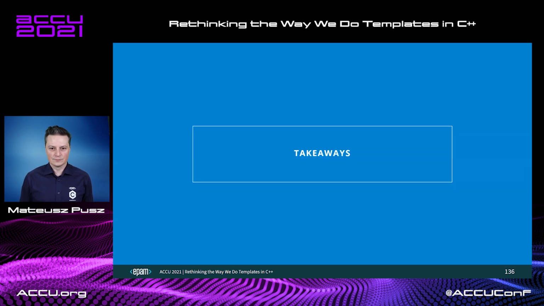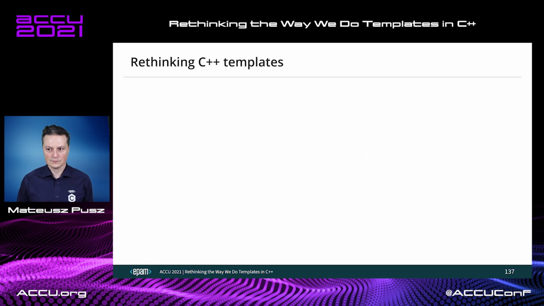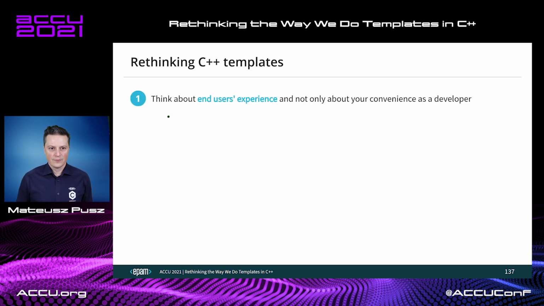Takeaways. Think about end-user experience, not only about your convenience as a developer. Provide strong types wherever possible for your template instantiations. As I already said, if string was a strong type rather than an alias, many of the compiler errors would be much easier to reason about and much shorter.